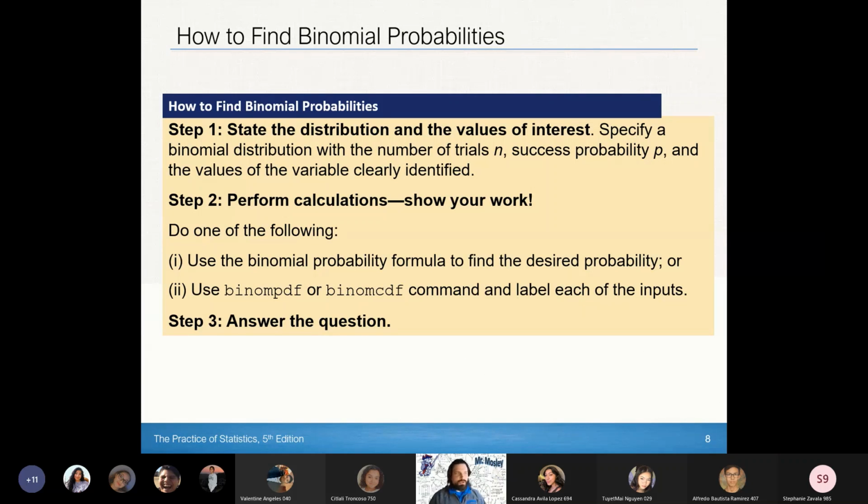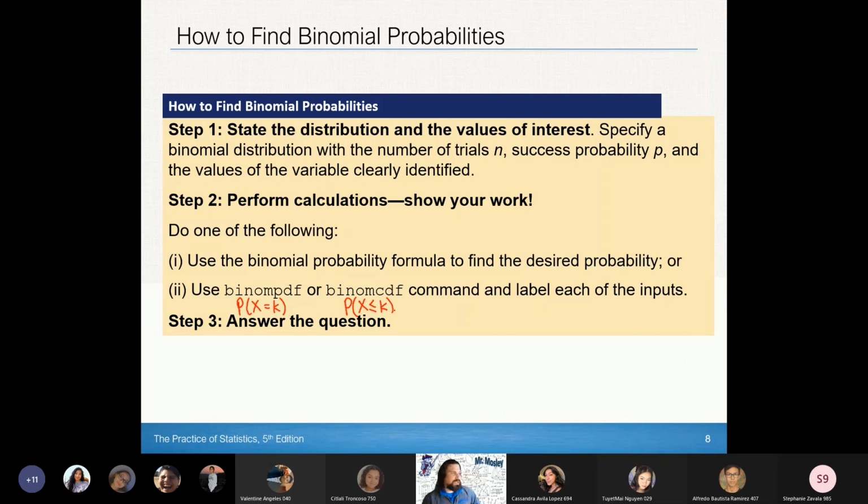All right. So now we have a couple of things that go along with each of these commands in your calculator. The binom PDF command will calculate the probability of a random variable being equal to a certain number of successes. The binom CDF calculation is to determine the probability of a random variable being less than or equal to a certain number of outcomes.